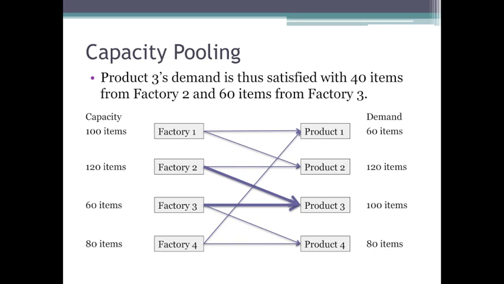So now let's take a look at what's happened with Product 3. We've met the increase in demand for Product 3. We have 40 coming from Factory 2 and 60 coming from Factory 3. So, because of just this little bit of capacity pooling, this chain of products that these factories are able to make, we're able to adjust production in each of these factories such that what we produce is able to meet demand.